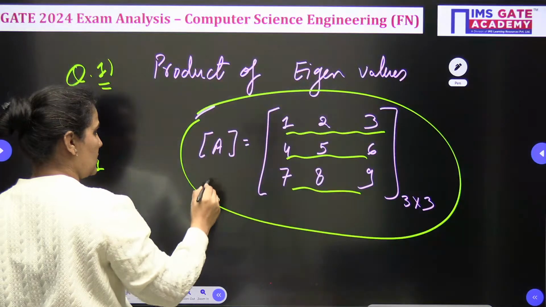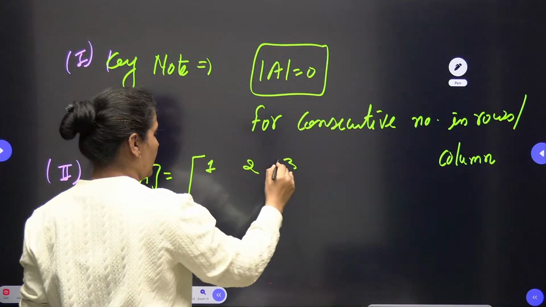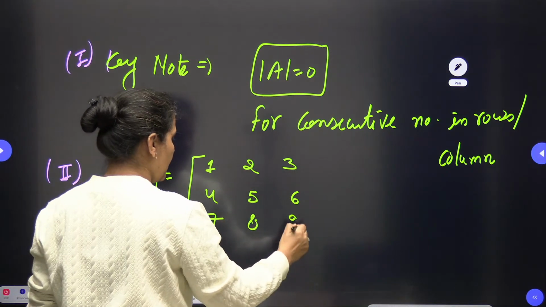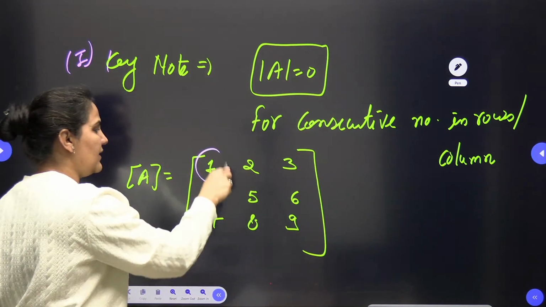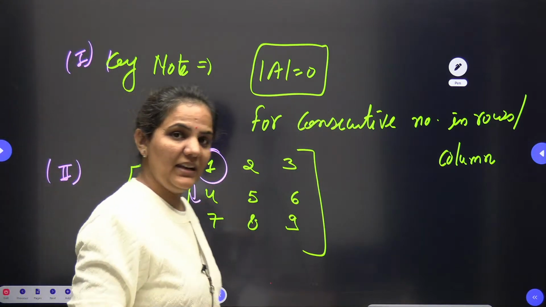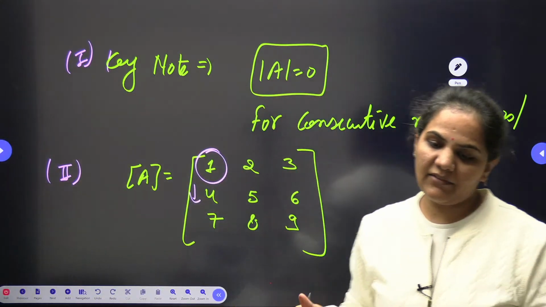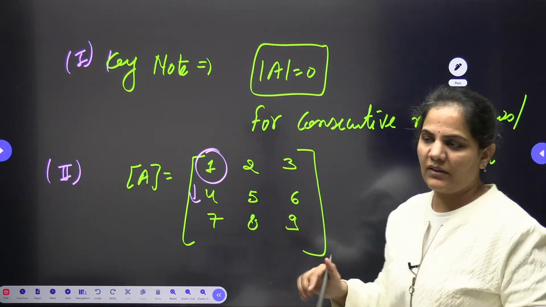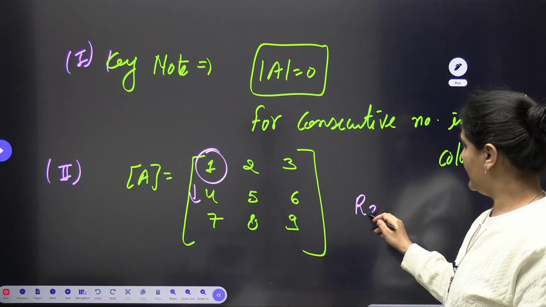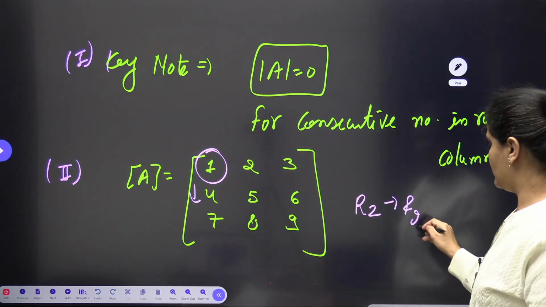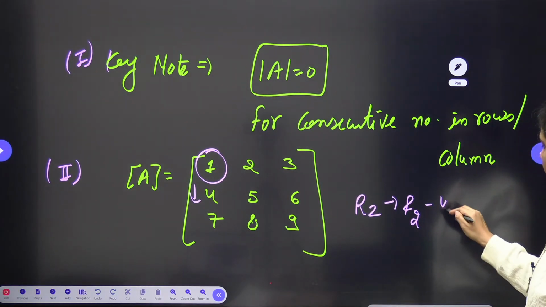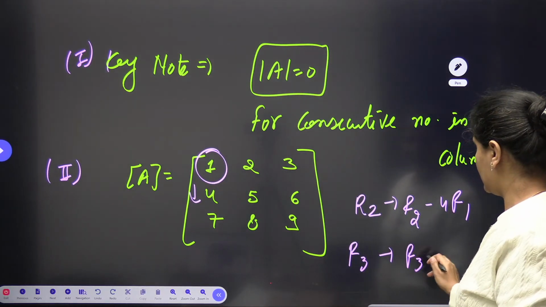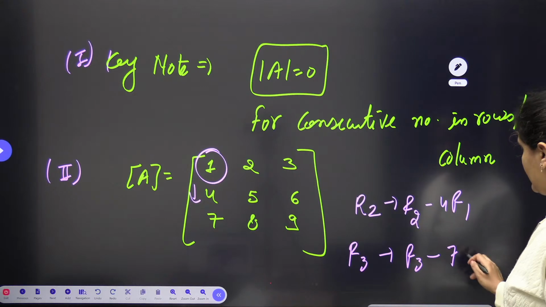So what is the question? I am writing the question here for you: 1 2 3, 4 5 6 and 7 8 9. We know this thing, whenever the very first element is 1, this is again our key point from the classroom, we need to make all the elements below this 1 equal to 0. So if you want to go with row transformation, you can solve with R2 minus 4R1, and at the place of R3 you should write R3 minus 7R1.